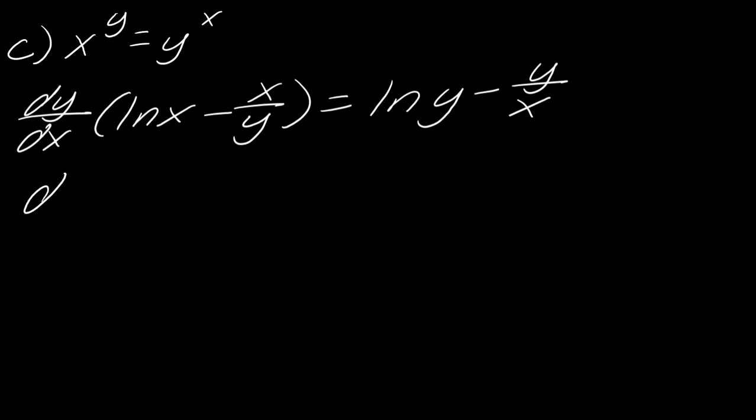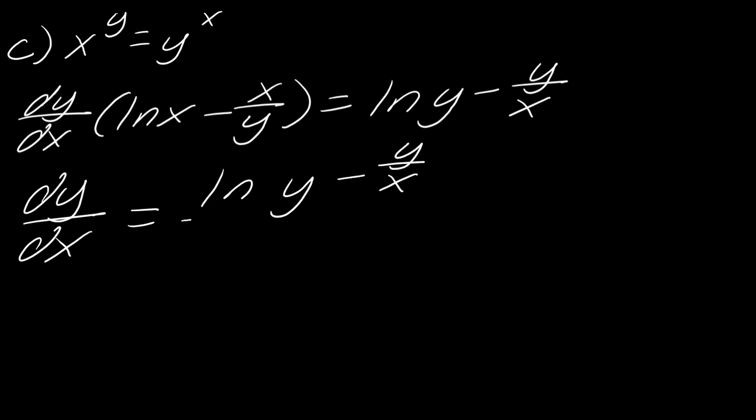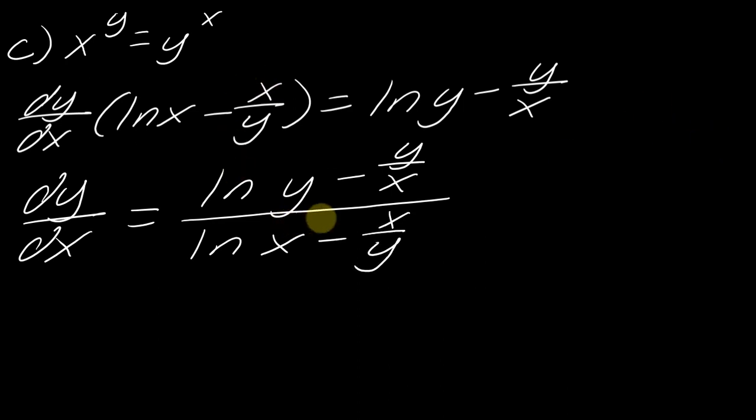And now the final answer will be dy dx equals the natural log of y minus y over x, over the natural log of x minus x over y. And so in this case, it's not like you can isolate the y or anything, so this is just going to be in terms of x's and y's, and so that's fine.